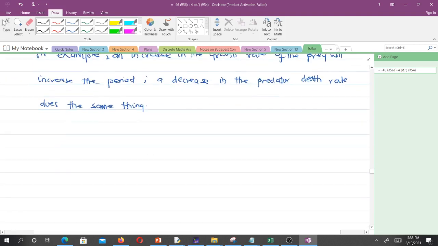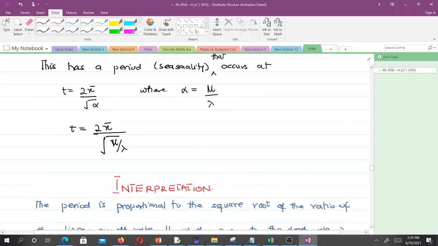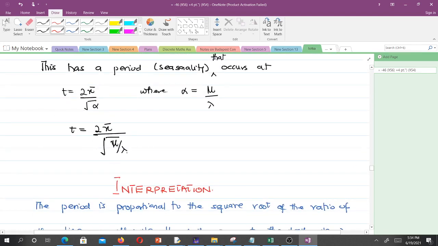So what we did was we have herrings and sharks in the sea, and the sharks feed on the herrings, the predators feed on the prey. We first discussed the relationship between them and how to get a mathematical model, and we got that, and we analyzed the mathematical model. And we want to know the period where we are going to have a bumper harvest of the herrings, and we said that that period is given by 2 pi over root of mu over lambda.